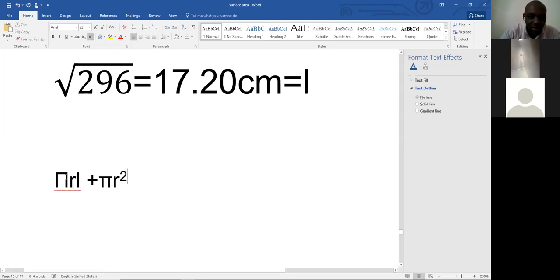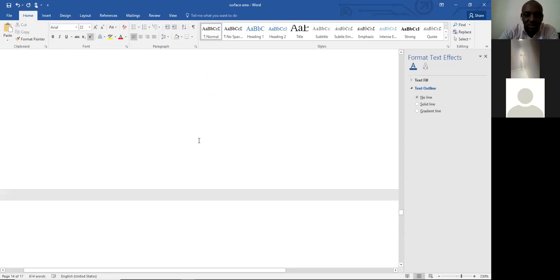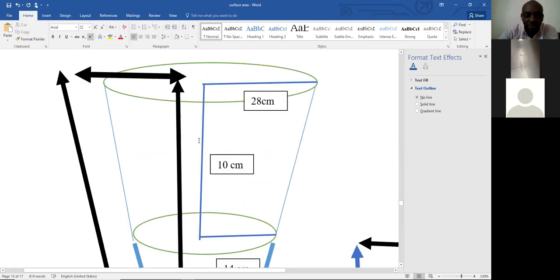This is just pi, okay? So we make pi in capital letters. So pi r l plus pi r squared. So having said that, I will return you here so that we can see what we have.